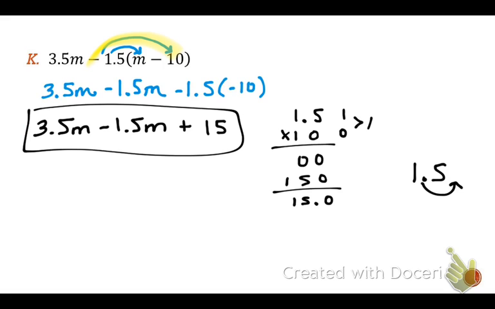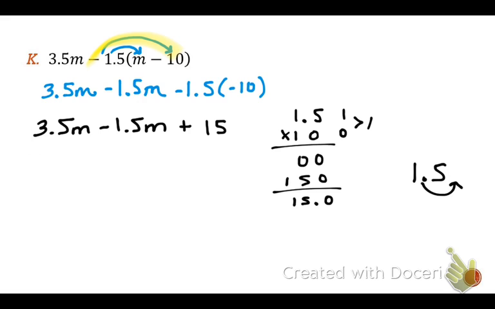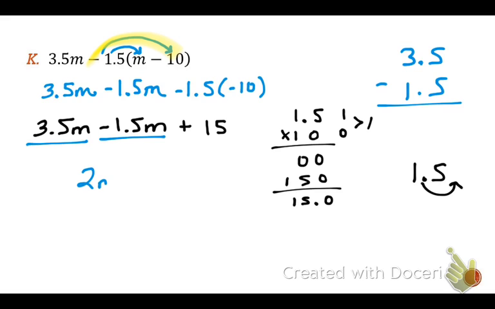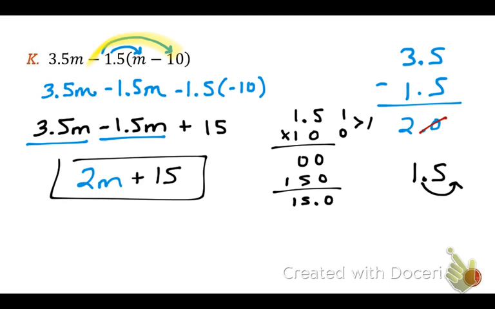Am I finished? Can I box the answer and be done? No. What do I have to do? Combine the like terms. This is in the m family. This is also in the m family. Once again, you're going to combine these like terms. If you don't know how to do it in your head, you can always do the work over here on the side. But what is 3.5m minus 1.5m? 2m. Now it was 2.0 if you worked it out over here, but remember we do not need to keep that 0 there. It's just 2. And now I need to bring down plus what? Plus 15. So your answer is 2m plus 15.